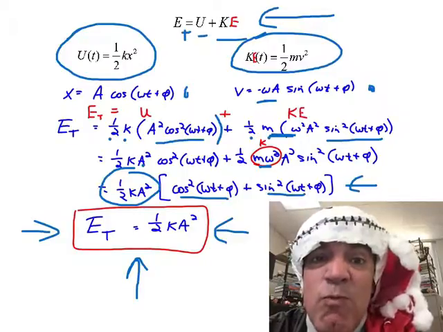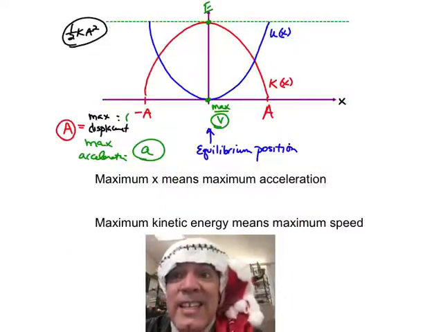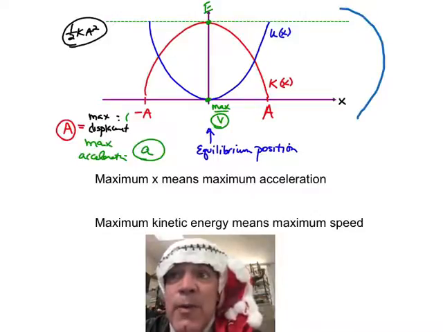Math magic. That leads us to this graph that we had last year, but now we've proven this dotted green line up at the top. And the other two we already knew. The red one is kinetic energy, the blue one is potential energy. This is a position versus energy graph.